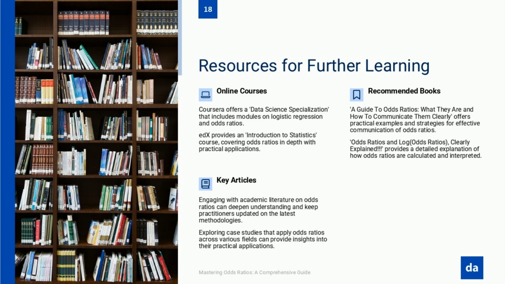For those moments when you need quick answers or want to discuss complex problems, online communities can be invaluable resources. Platforms like Stack Overflow and Cross Validated, part of Stack Exchange, are excellent forums for discussing advanced statistical methods, including odds ratios. Here you can ask questions, share insights, and learn from experienced statisticians and data scientists. Additionally, Reddit's r/statistics community provides a platform for valuable discussions on various statistical topics.